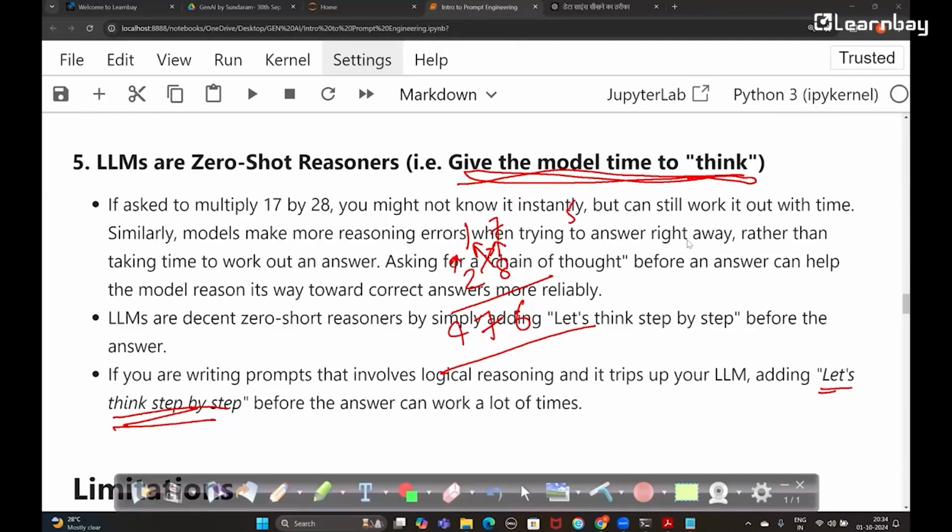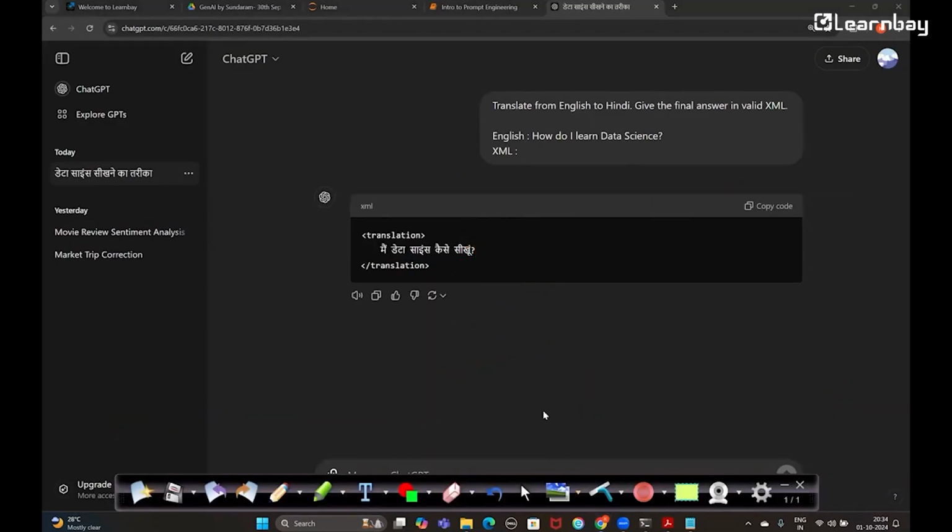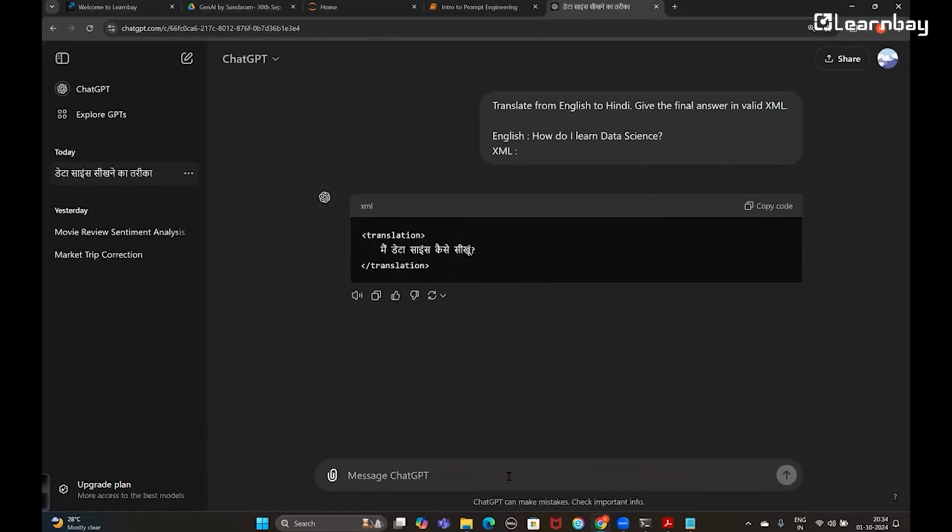So what you have to write whenever you ask some complicated question: you can just write, let's think step by step. Will you remember this point? Just write this part, you will get the answer. Let me write it, I'll show you. Here, my friend, I'm writing.